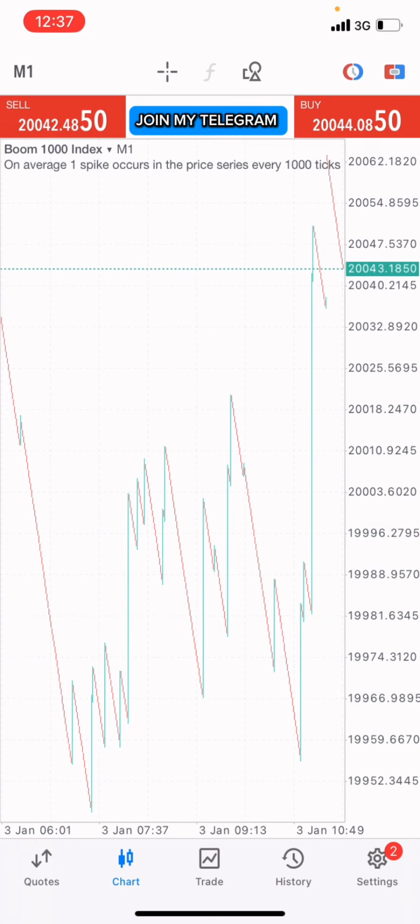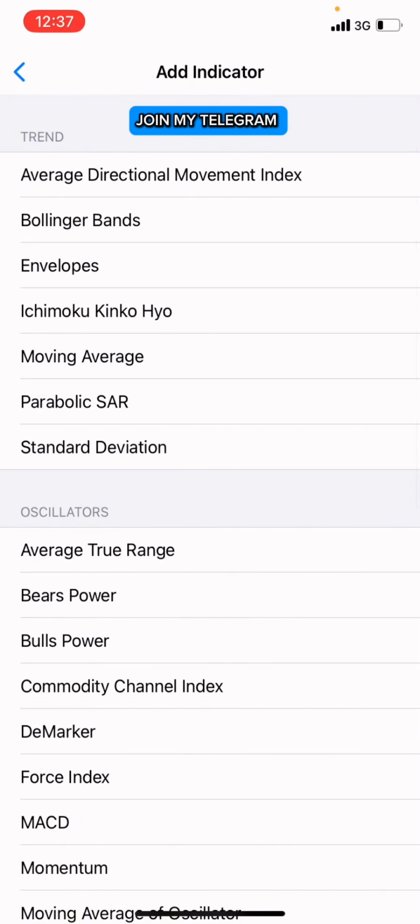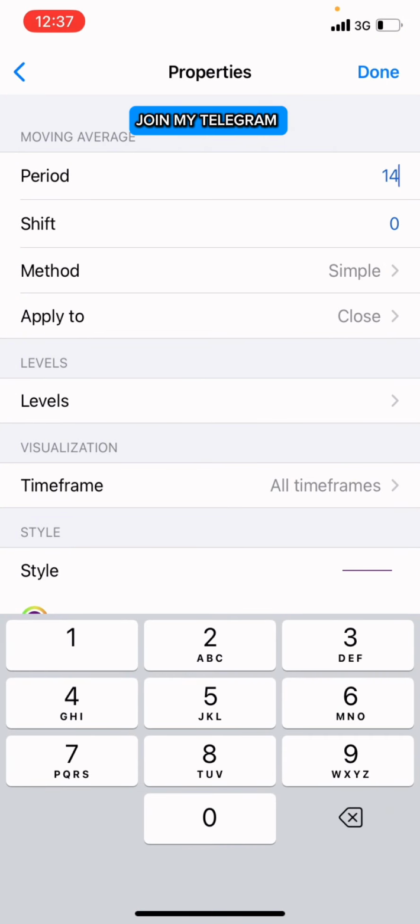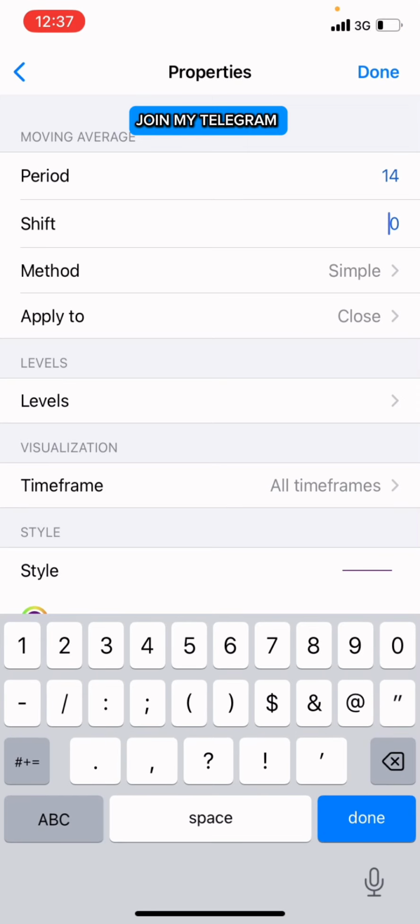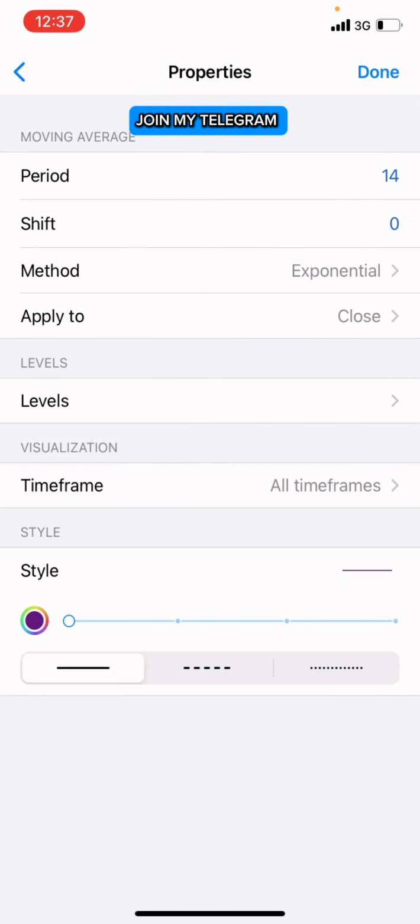Right, so we'll go over to the F icon, and the first indicator we're going to put on the main window is the moving average. We'll set the period to 14. Then shift is going to be 0. The method is going to be exponential. Then you apply to close.